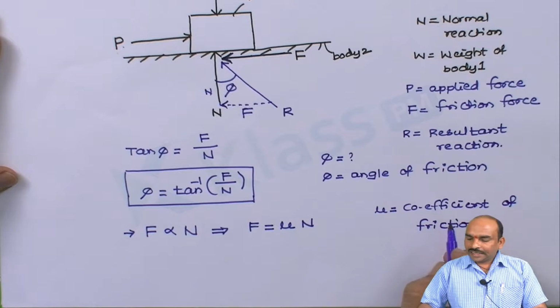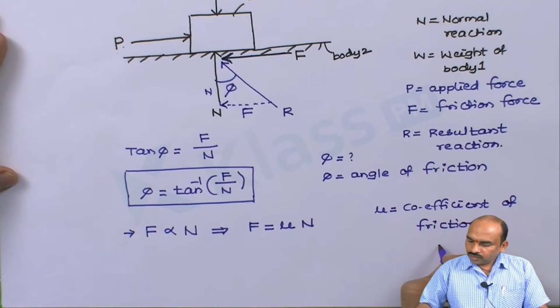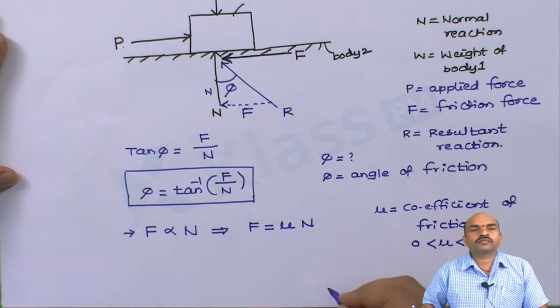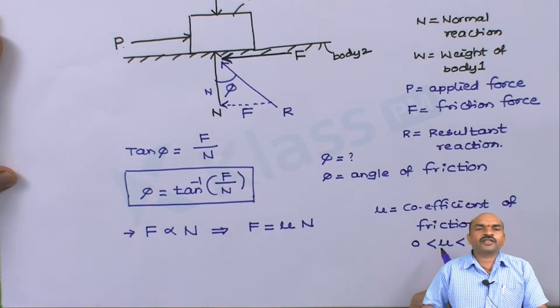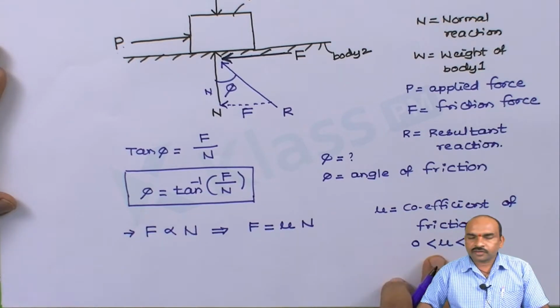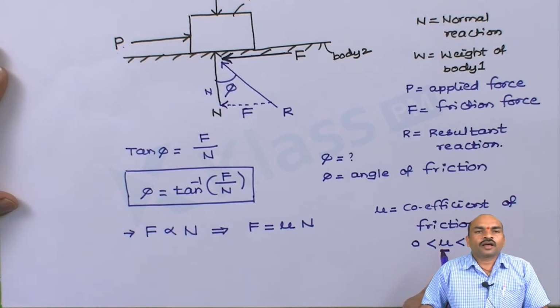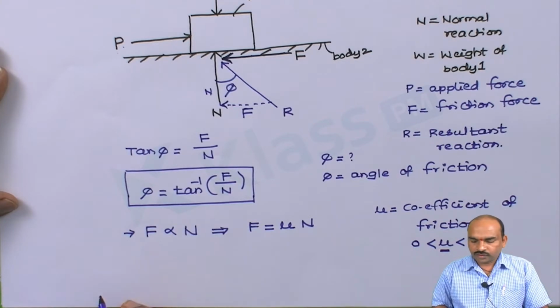Coefficient of friction depends on the given surface. The range of mu changes from 0 to 1, so this value will change for different surfaces. For ground surface, there is one value. If you take some wooden surface, it has some other value. So this coefficient of friction mu depends upon the roughness of the surface, which is between 0 and 1. This is the range of mu.